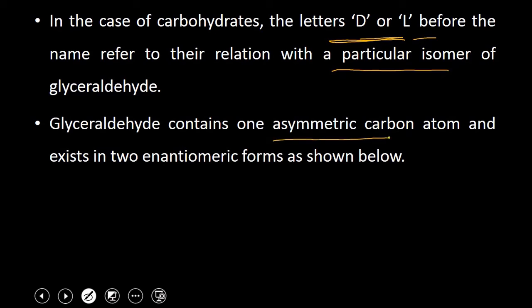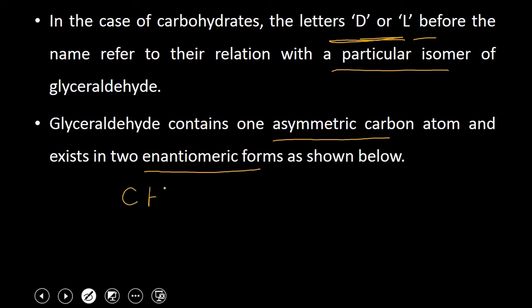Children, you are familiar with asymmetric carbon atoms. You have studied them in your chapter haloalkanes and haloarenes, but I want to quickly revise. An asymmetric carbon atom is a carbon which is attached to 4 different atoms or groups of atoms. So I am writing here the formulas of the 2 enantiomeric forms of glyceraldehyde. What are enantiomers? These also we have studied in haloalkanes and haloarenes. Enantiomers are optically active compounds that are non-superimposable mirror images.